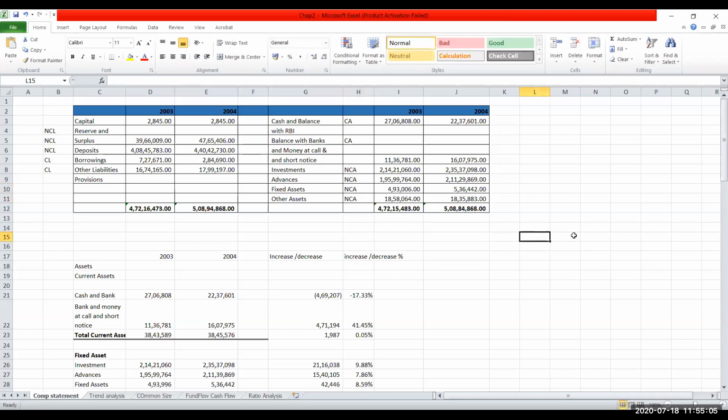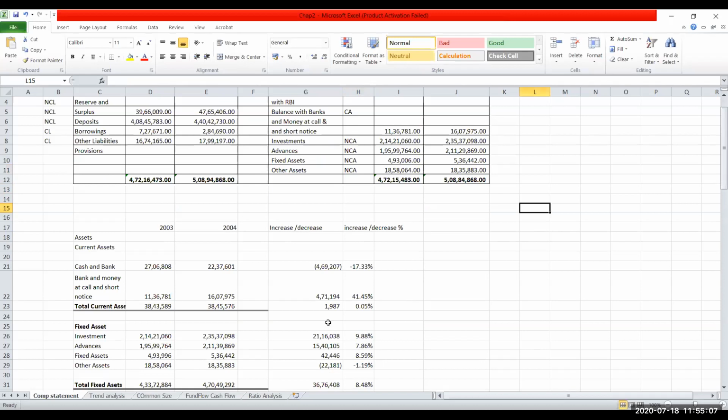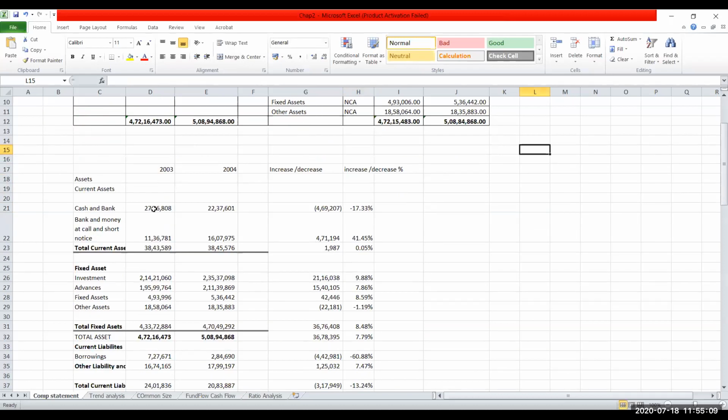So what I have done is I have divided it into this theme. I say this is the increase, and this is the percentage of increase or decrease. For example, we'll take the cash. In 2004, it has become 22 lakhs. Earlier it was 27 lakhs. So that means there's a decrease in the asset. If there is any decrease in the asset, it's not a good sign. So we need to investigate what this is for.